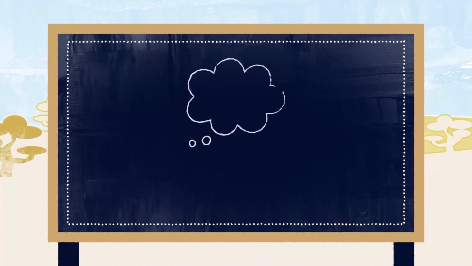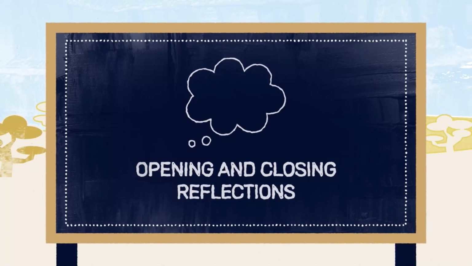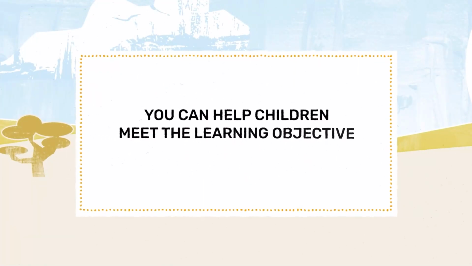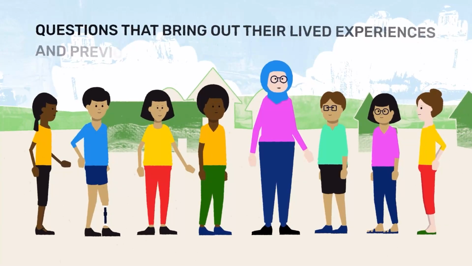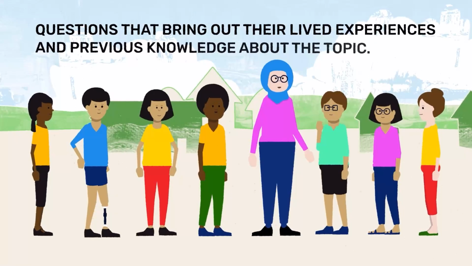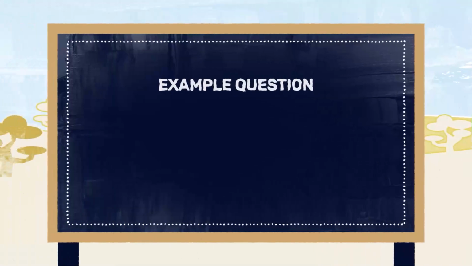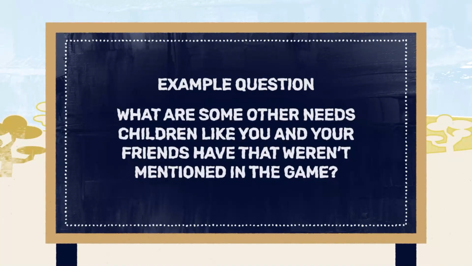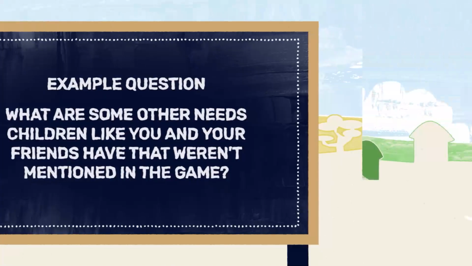He also changes the opening and closing reflections in P.O.W.E.R to discuss the learning objective. In your session, you can help children meet the learning objective by asking questions that bring out their lived experiences and previous knowledge about the topic. For example, what are some other needs children like you and your friends have that weren't mentioned in the game.